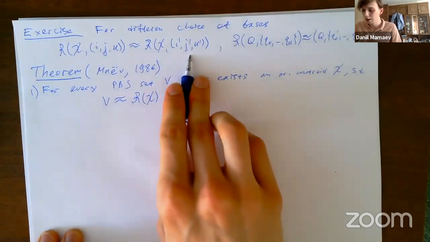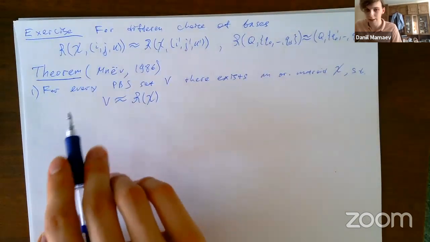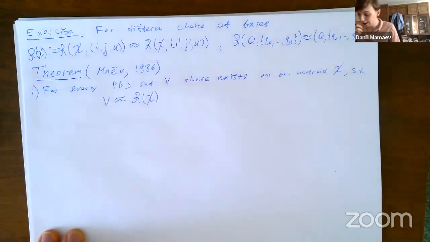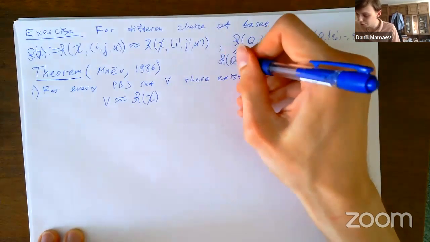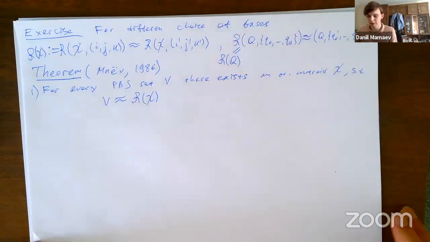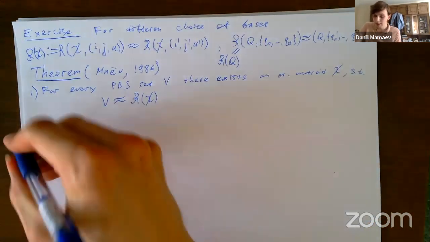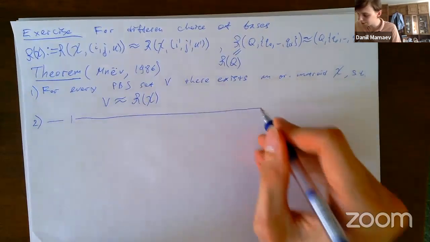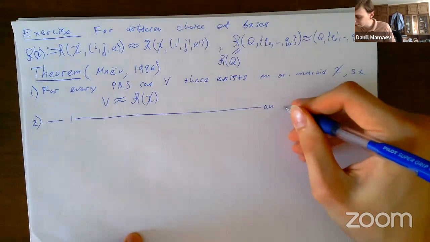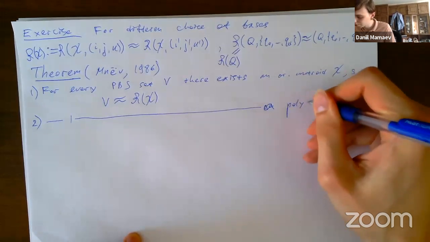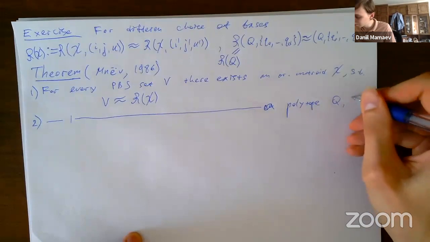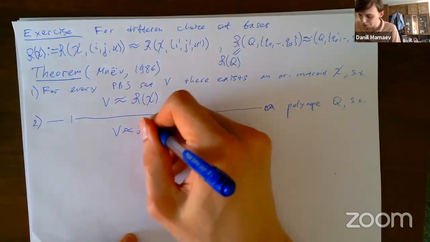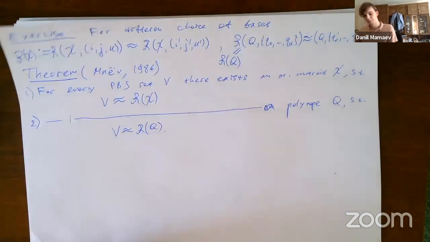Okay, and since for different choices of bases we get stably equivalent things, we'll just say that this is a realization space of the matroid and this is a realization space of Q, without specifying what base we choose. And second, the same for every V: there exists a polytope Q such that our set V is stably equivalent to the realization space of this polytope.